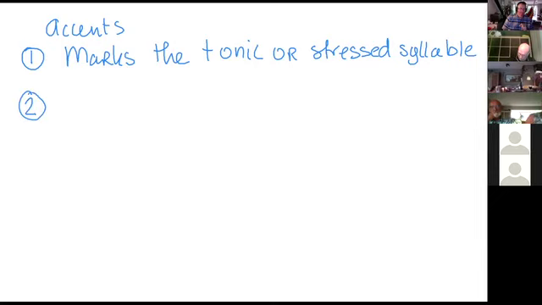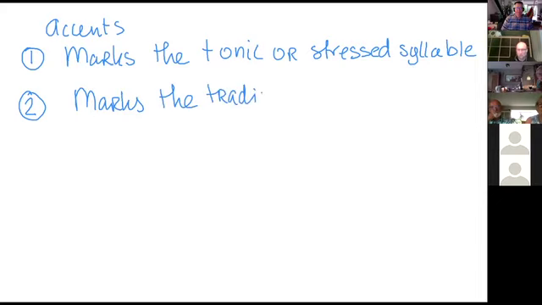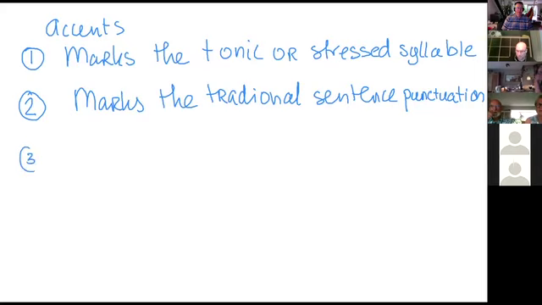Two, marks the traditional sentence punctuation. Ik hoop dat het hier nog op past. Punctuation. Traditionele manier. Three, accents are used to give direction or guidance for cantillation in the synagogue.